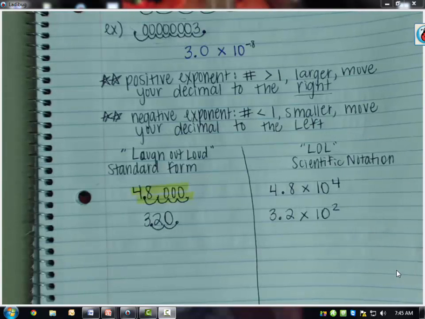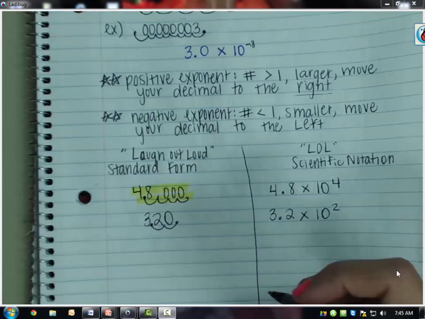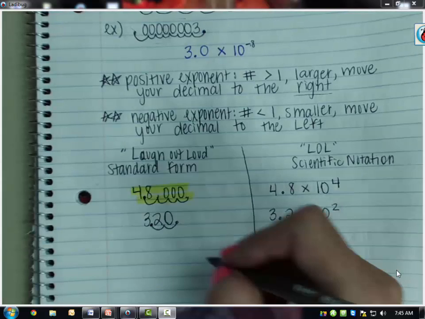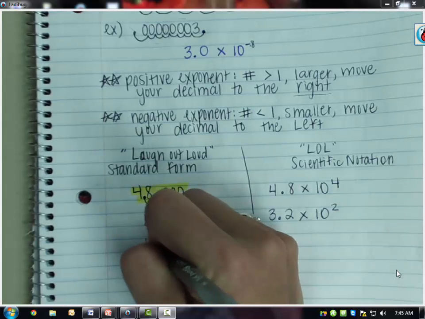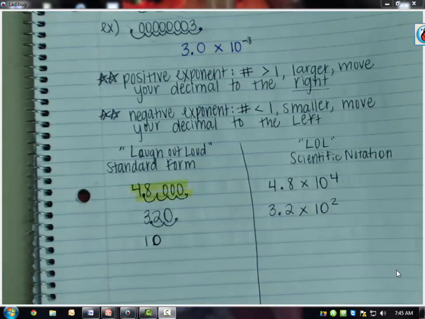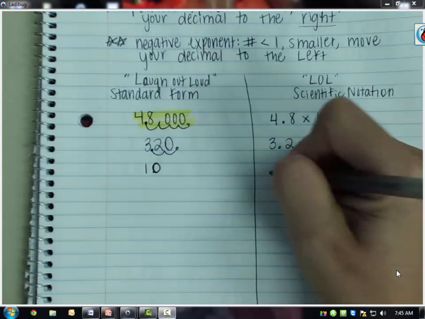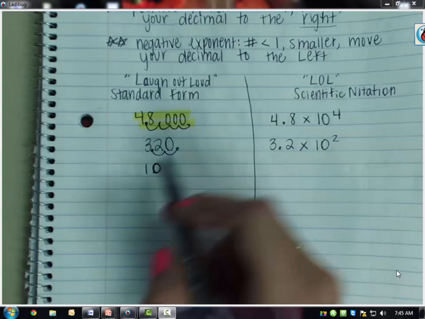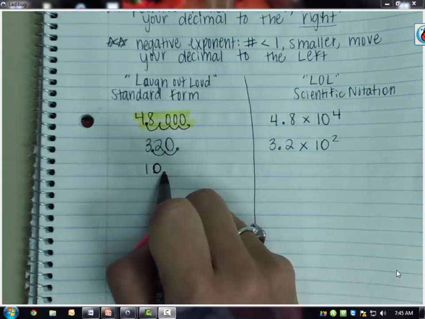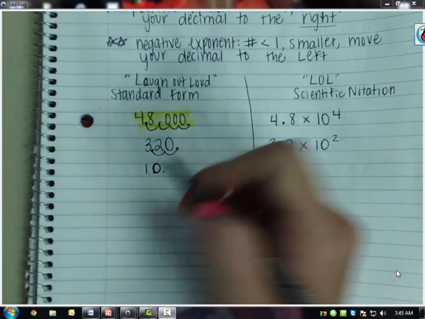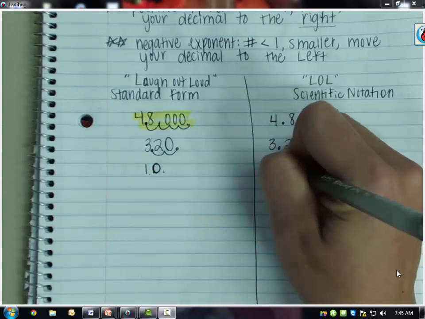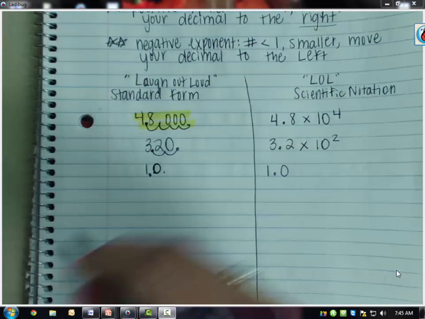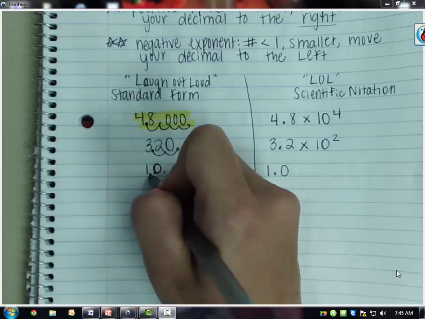Alrighty, let's do, oops, I kind of just gave you the answer. Let's do 10. I need my number between 1 and 9. Put it here, that's 10, that's too big, so I need to put it here, and I have it right at 1. How many decimal places do we move to get to the end of the number? We just move it 1 decimal place, so your exponent is 1.